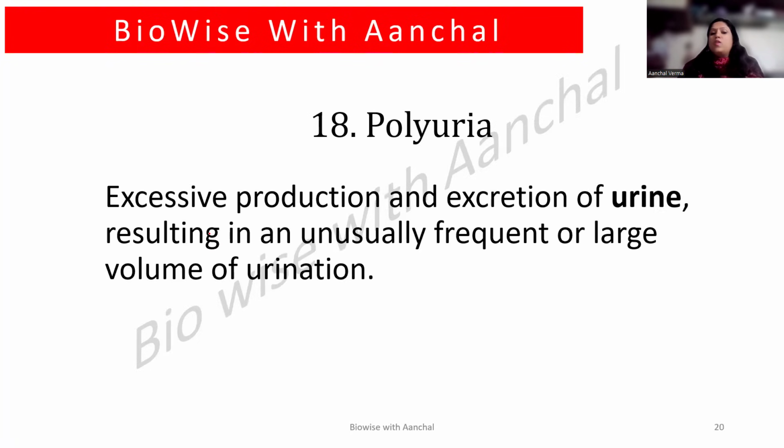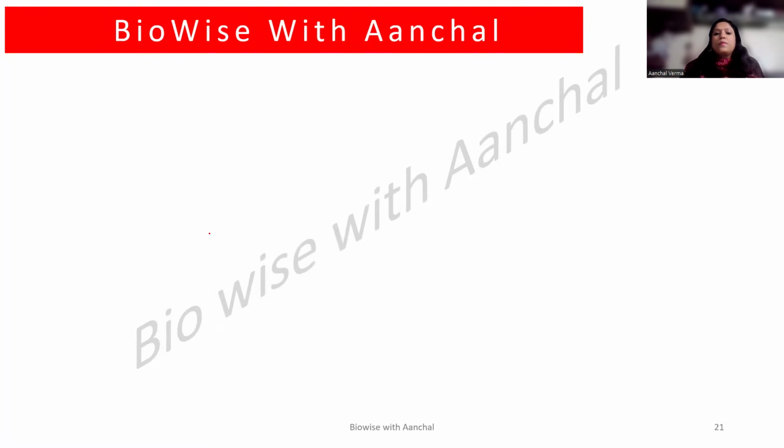Next is polyuria. This is multiple times urination. So, excessive production and excretion of urine resulting in an unusually frequent or large volume of urination. Okay, so the person goes multiple times to urinate. This is basically seen in diabetes insipidus as well as diabetes mellitus.